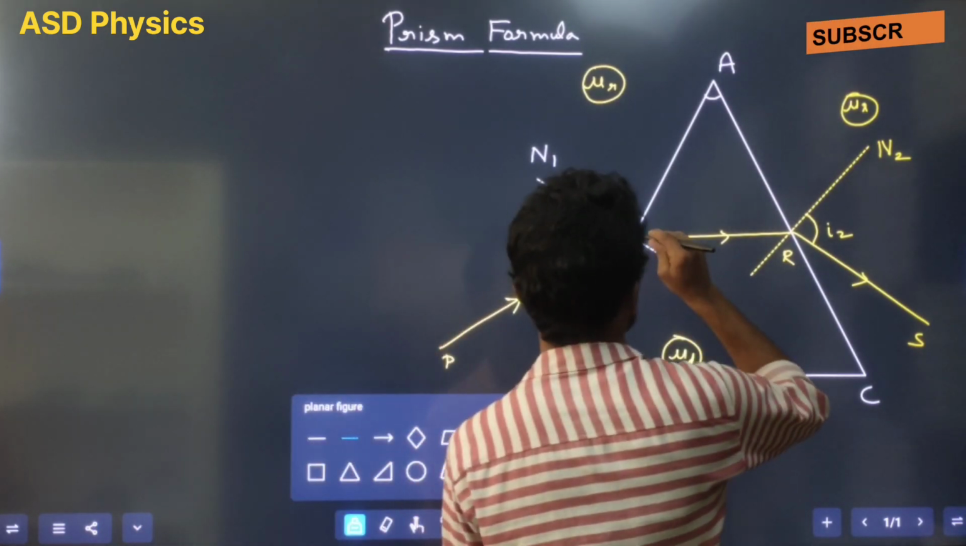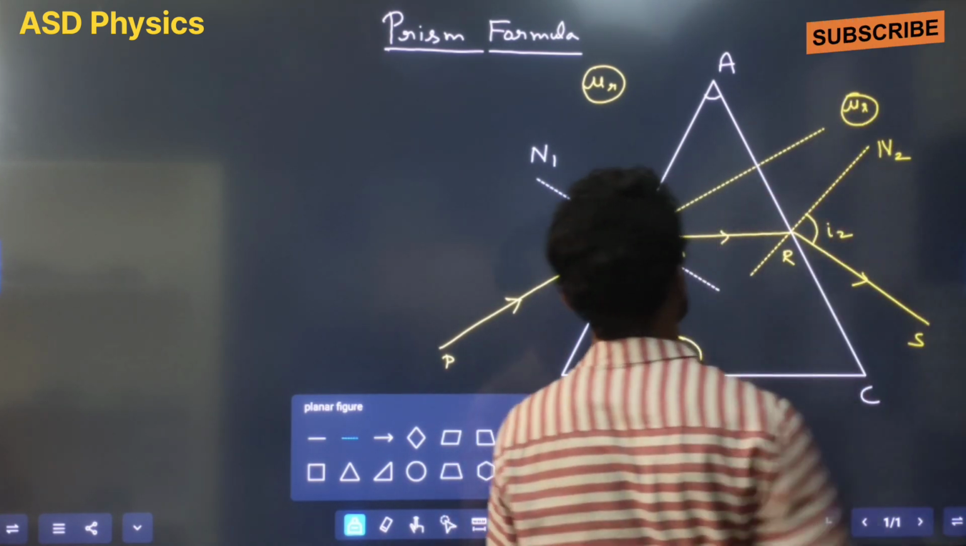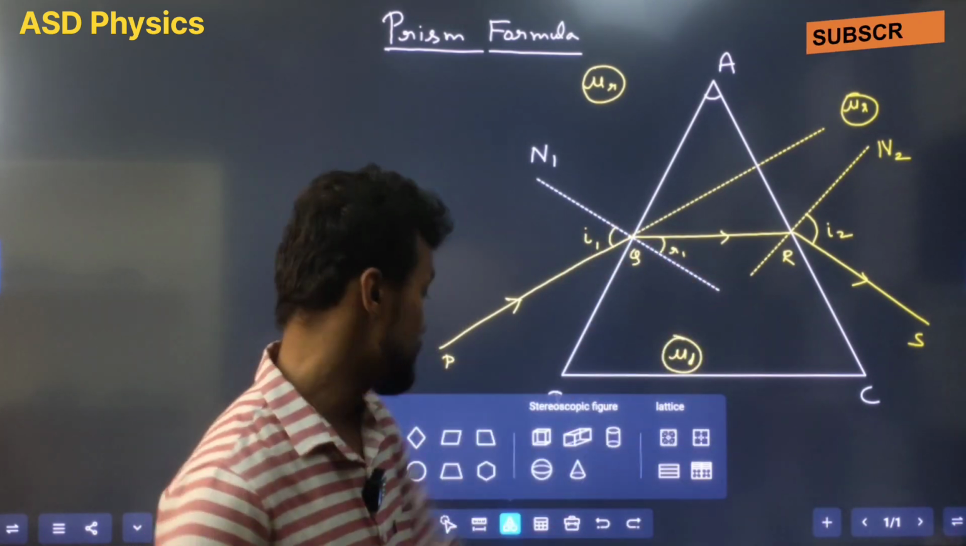Now, see it, please. Actually, what is happening? The ray should go straight like this. The ray should go straight. But what is happening here? The ray has bended. The ray has bended.